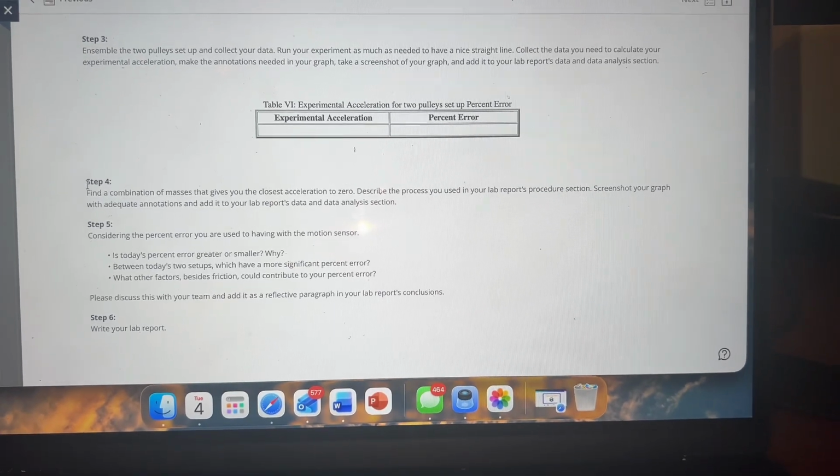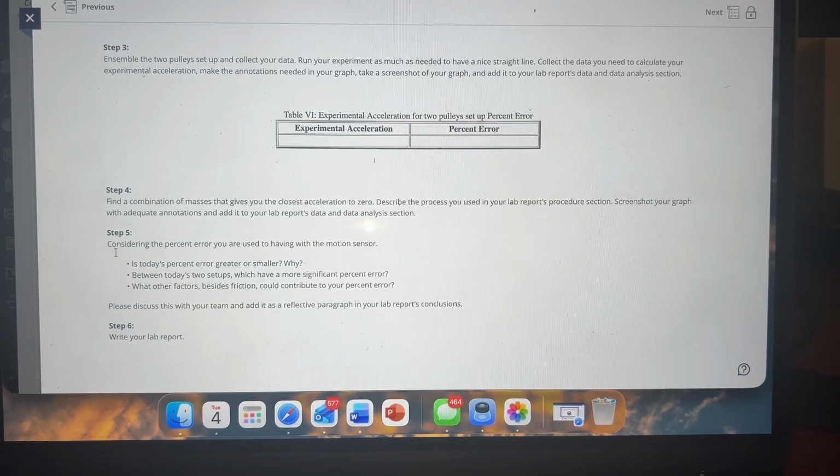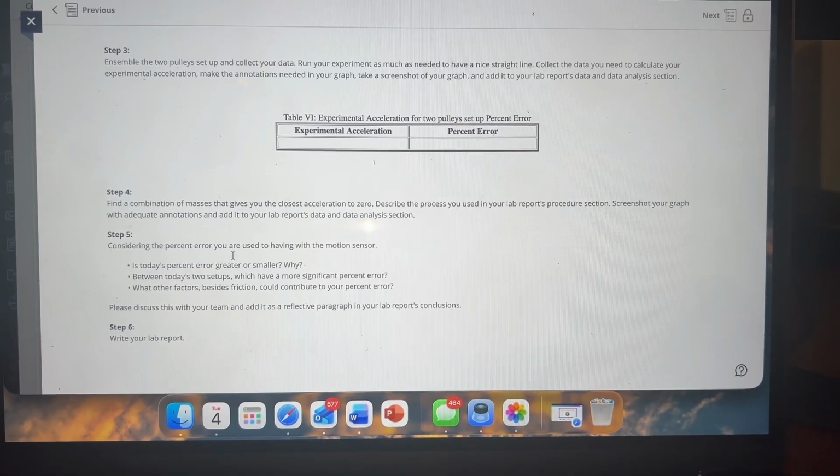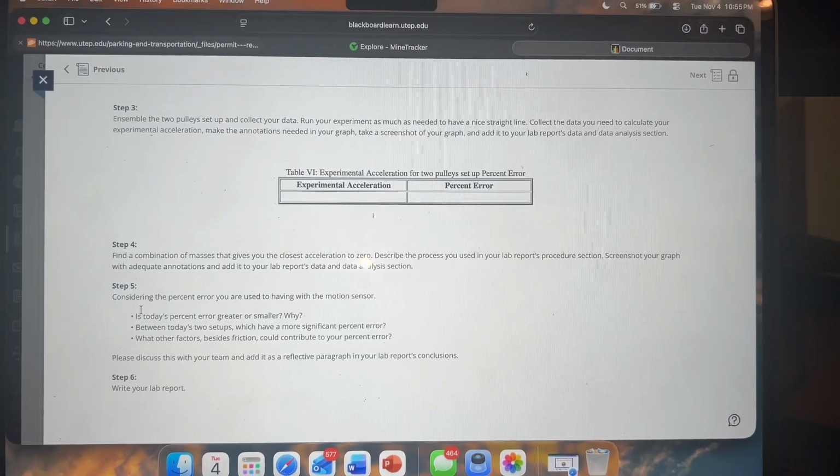We skipped this step right here, but then we hop into step 5, which is considering the percent error with the motion sensor and whatnot. So basically just gonna go into depth about that a little bit.